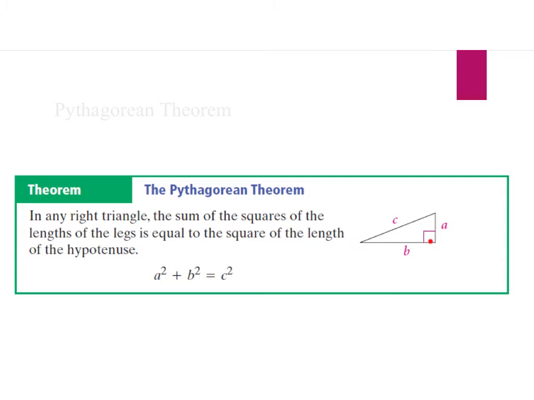If you look at my legs, again, in this case are A and B because they're what make up the right angle. So if I take A and I square that and I add it to B squared, that's going to give me the length C squared.